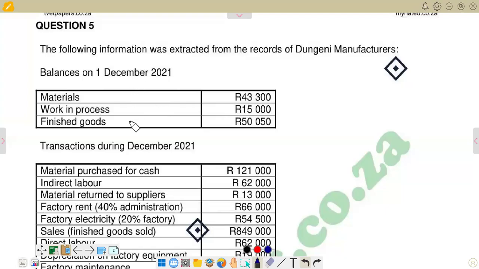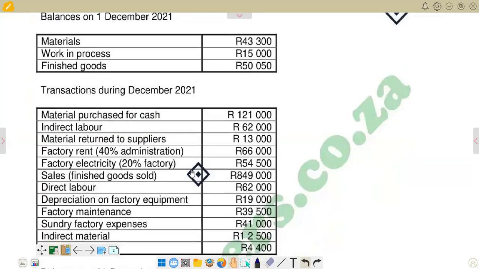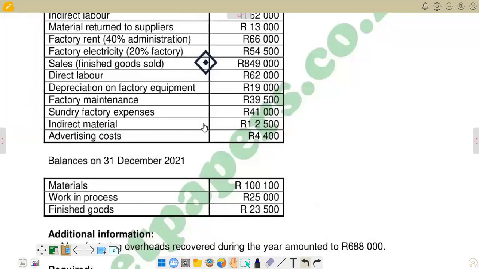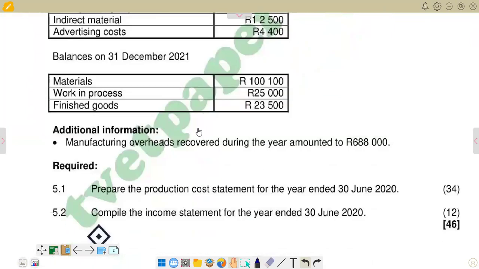Remember, in the last video, we prepared the production cost statement. Now we are going to prepare the income statement. If you go down the question, you'll see we have two requirements: preparation of the production cost statement for the end of 2020 and the income statement for the end of 2020. So we are going to prepare the second part, which is the income statement. But remember, there are figures from the production cost statement that we are going to use in the income statement.